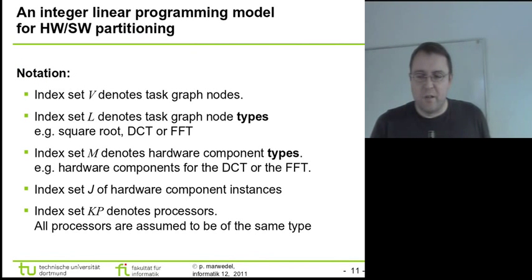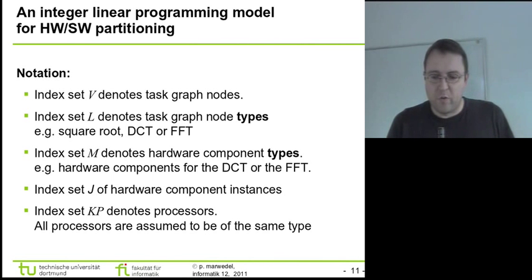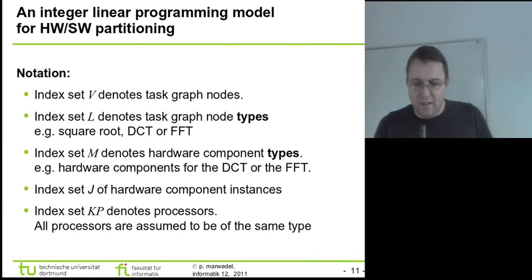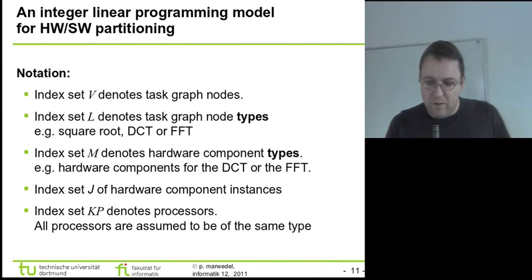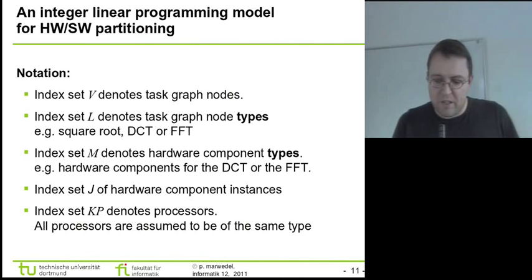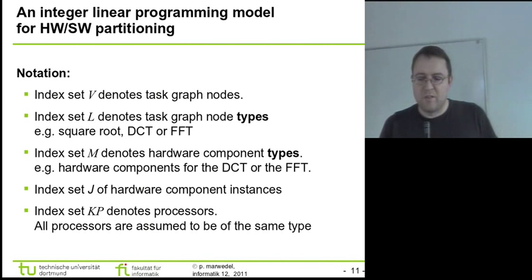Let's look at the integer linear programming model that's used for hardware-software partitioning. So let's start off with a notation. We have an index set V that denotes the graph nodes of our task graph. We have another index set L that denotes the node types of our task graph. For example, it might be a node that executes a square root calculation, a discrete cosine transformation, or a fast Fourier transformation. Another index set M denotes the hardware component types. For example, we have hardware components that can execute the discrete cosine transformation or the fast Fourier transformation.